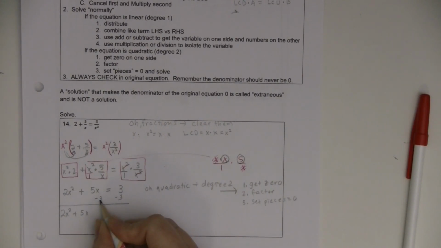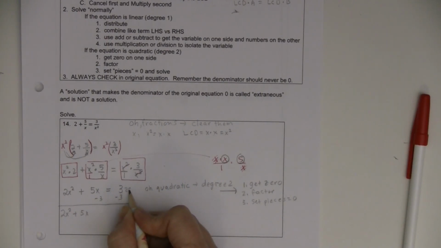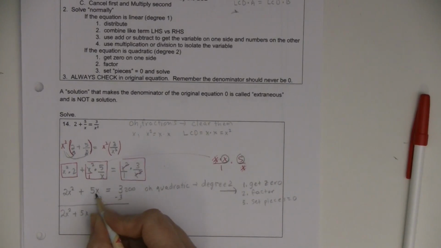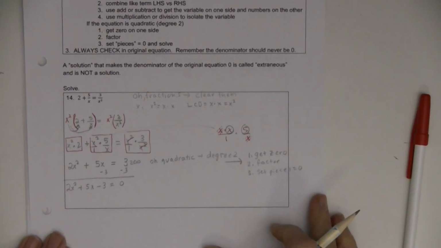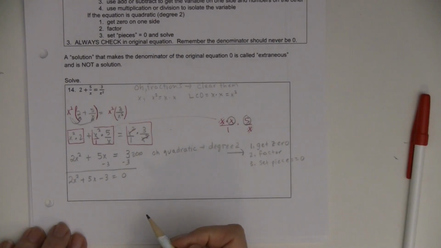So minus 3. That's not like terms with the 5x. So I'm getting 0 on one side, so I'm taking away 3. My plan is to get 0 over here. Those are not like terms, but I'm getting it in order, so that's okay. Now we've got 0 on one side, and now we're going to factor it. So we're going to whip out our factoring.